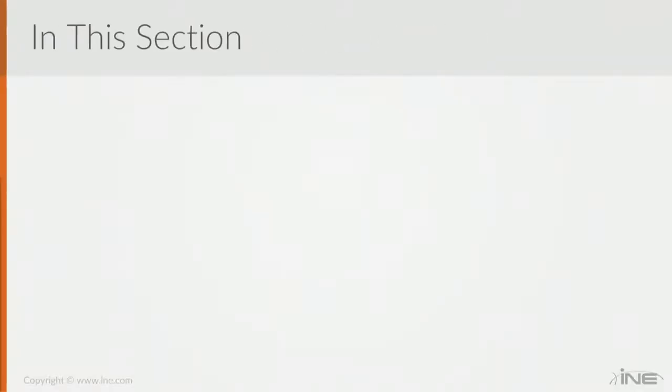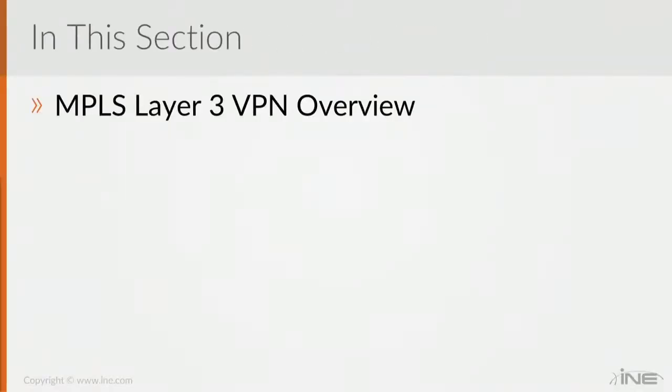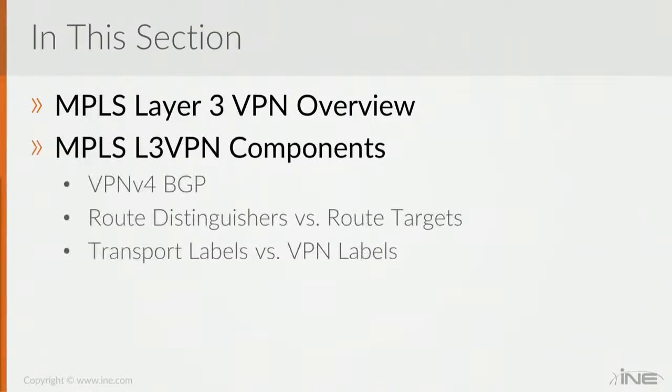Now in this section specifically, we're going to talk about what are the different components in L3 VPN, where does VPN v4 fit in, where do the route distinguishers and route targets fit in, and then what is the difference between the transport labels and the VPN labels.